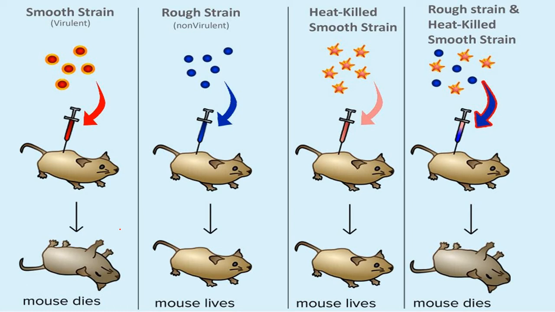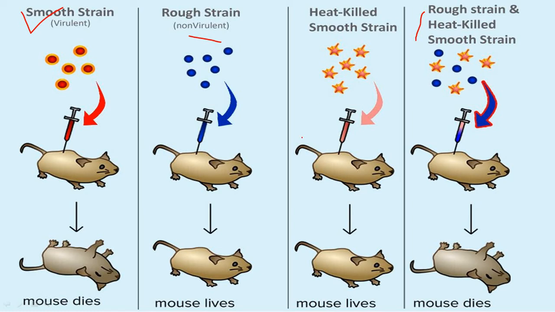And what is the experiment? Mainly, the experiments performed by Griffith were in vivo experiments, as the experiments were performed within the body of the mice. The experiment is as follows: the smooth strain is virulent, that is very harmful, and the rough strain is not harmful, not causing the disease. And the heat-killed smooth strain, as I said, and at last, the rough strain taken along with the heat-killed smooth strain.